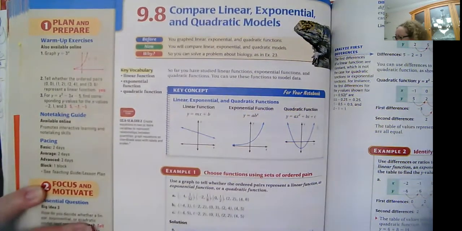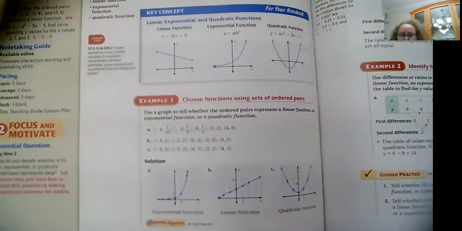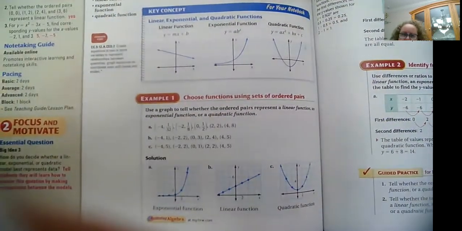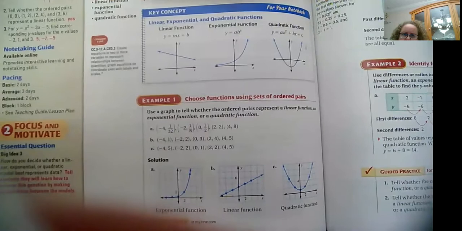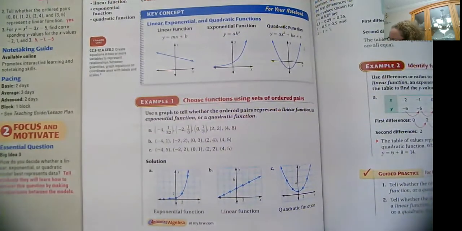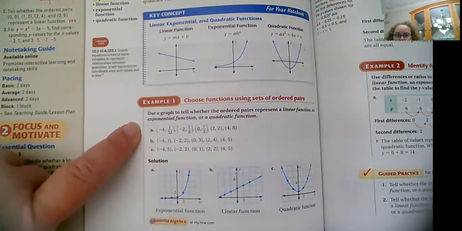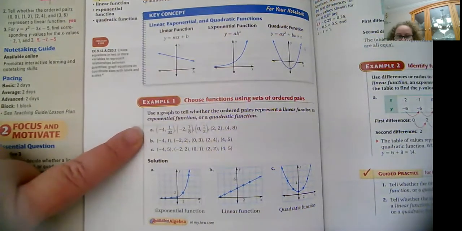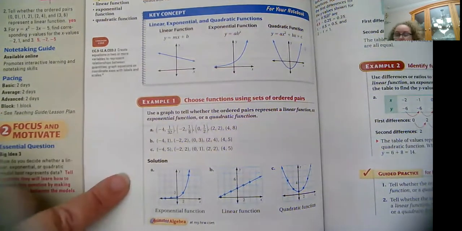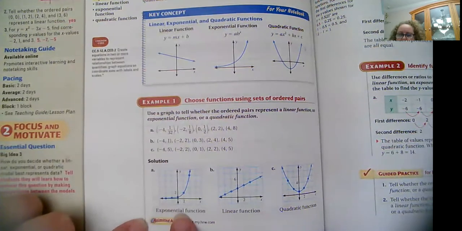So the first example, I'm going to just do it straight from the book. It's pretty straightforward. There we go. Definitely better. It says, use a graph to tell whether the ordered pairs represent a linear function, an exponential function, or a quadratic function. So you would take all the ordered pairs, plot them on a coordinate plane, and then you can physically see what type of graph you would get.